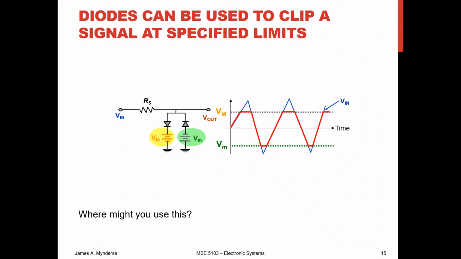And where might we use this? Well, the first place that I think about using it is in an analog to digital converter, because my analog to digital converter is going to be limited in terms of voltage. It might be plus or minus 5 volts. It might be plus or minus 10 volts. But either way, I want to protect my circuit from applying too high an input voltage. And so I can use diodes and supplies here to clip the signal so that I'm not bringing in a voltage that is out of range.